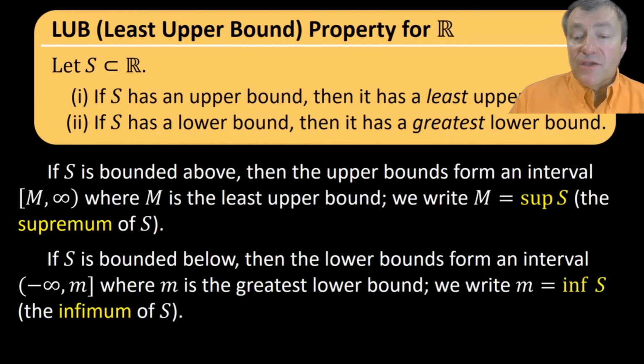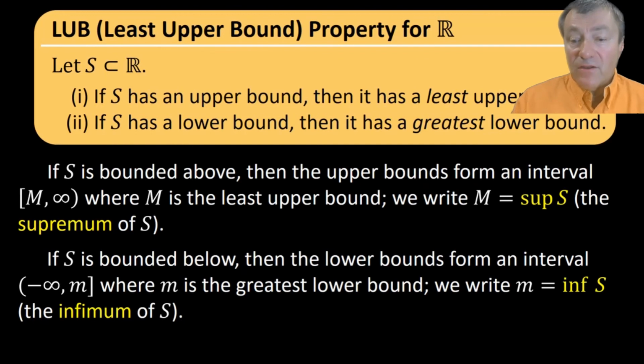By the way, if we have statement 1, we automatically have statement 2. Because for any set S, replacing each element by its negative switches the problem left to right. So upper bounds give us lower bounds. Least upper bounds give us greatest lower bounds. So if one exists, so does the other.